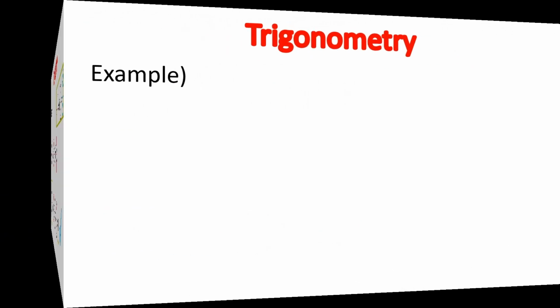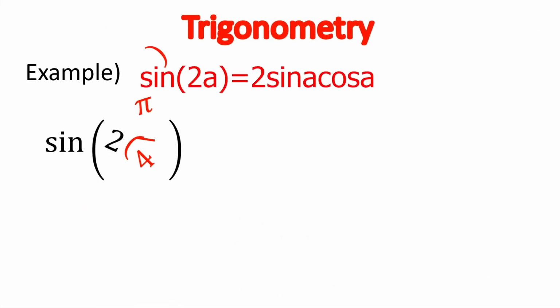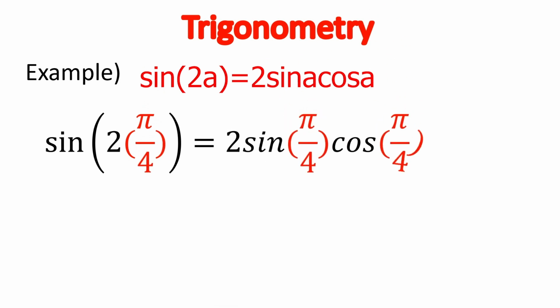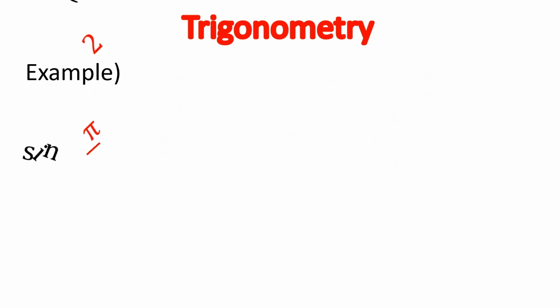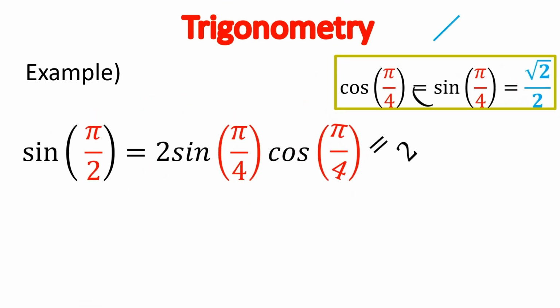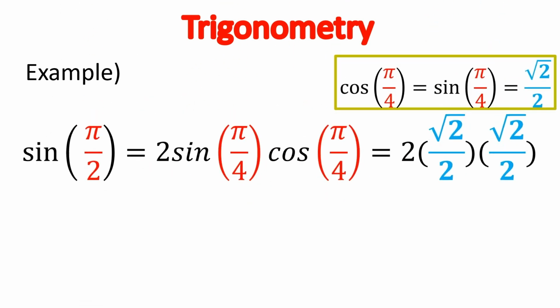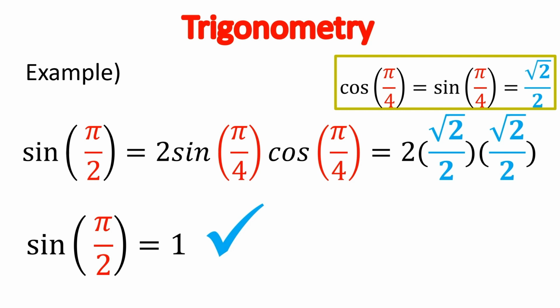The next example is related to the second equation. We substitute a with pi over 4. As before, we know that cosinus and sinus of pi over 4 is square root of 2 over 2. Let's substitute them into the equation. Yes, we find that sinus of pi over 2 is 1. We have known this before.